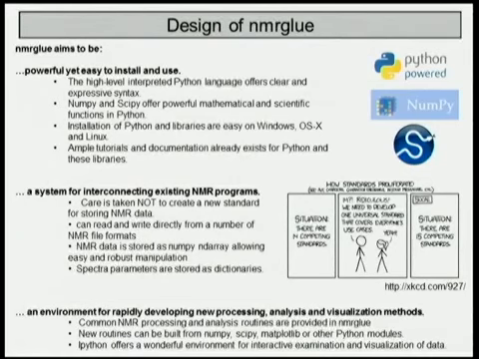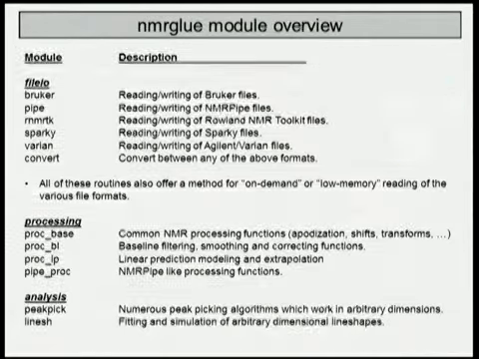I also wanted an environment to rapidly develop new processing and analysis and visualization methods. For this, NMR Glue contains all your standard NMR processing and analysis routines. You can build new ones from the large collection of routines in NumPy or SciPy or whatever your favorite Python module is. And also, IPython, as I think we all saw this morning, is a very robust environment for visualizing data. And you can even do this for NMR once your data is in a palatable format.